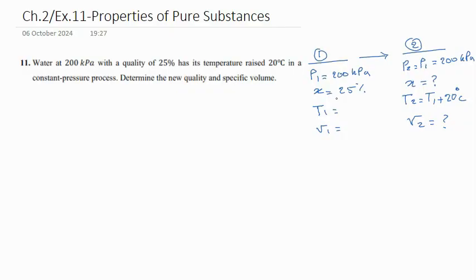So since the quality has been given for the first state, this means we are inside the dome somewhere here. So if we're looking at the pressure specific volume chart, then this is 200 kilopascal. And we are somehow here. If you remember, the constant temperature lines are drawn as such, and the saturated temperature can be found from the table straight away.